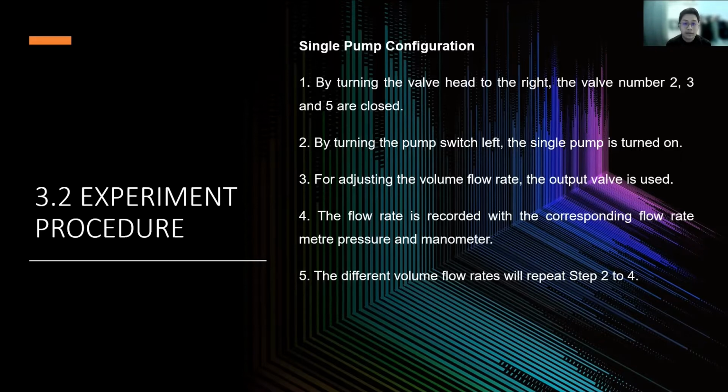Second, by turning the pump switch left, the single pump is turned on. Third, for adjusting the volume flow rate, the output valve is used. Fourth, the flow rate is recorded with the corresponding flow rate meter, pressure, and manometer. Last, for different volume flow rates, steps 2 and 4 are repeated.